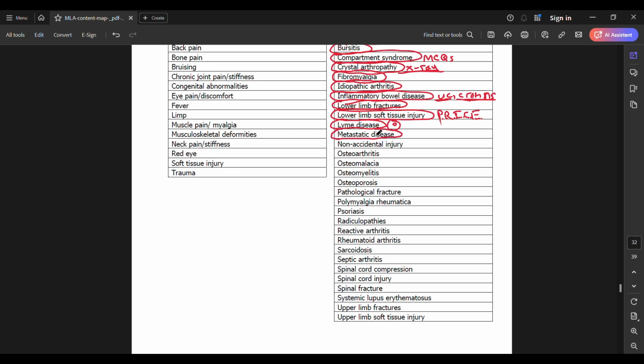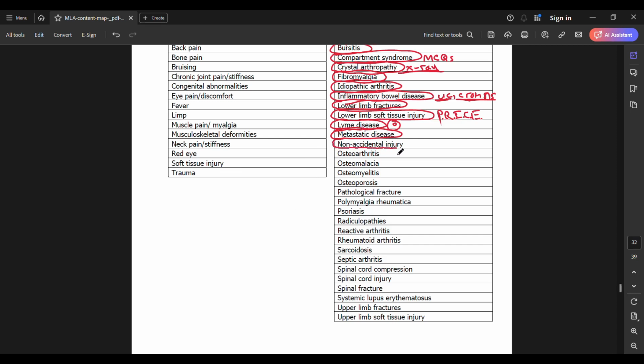Next, you have metastatic disease. This is a little bit of a non-specific topic, so I guess as you cover all your different topics, this will naturally be covered as well.